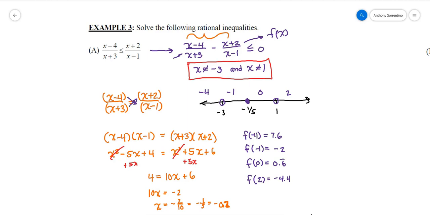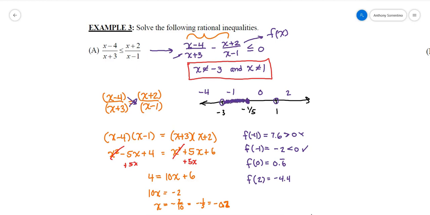And so when I look at this, well, f of negative 4 produces 7.6, which is greater than 0, positive. And obviously that's not what I want. I want negative, so no. F of negative 1 is negative 2, which is less than 0. It is negative, so I want this one. So negative 1 works. It makes f of x less than or equal to 0. And so I'm going to shade this region in.